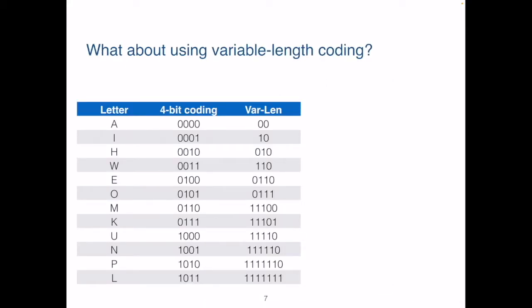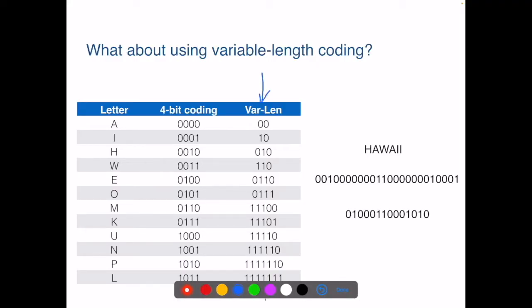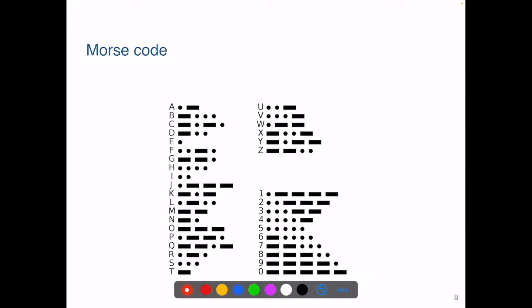Here is an example where we compare fixed coding and variable length coding. For the word Hawaii, the 4-bit fixed-length representation is 24 bits long, while for the variable length encoding, where shorter encodings are used for more frequent characters, Hawaii only takes 14 bits as its total length. I hope you get the idea now.